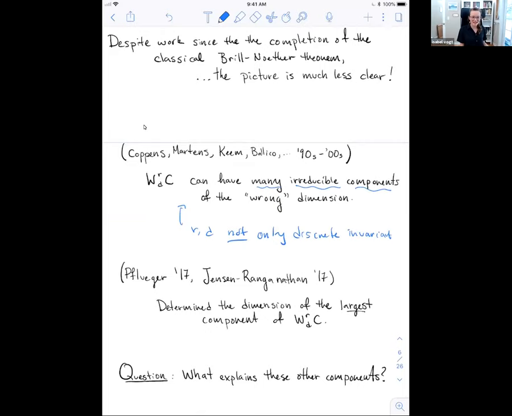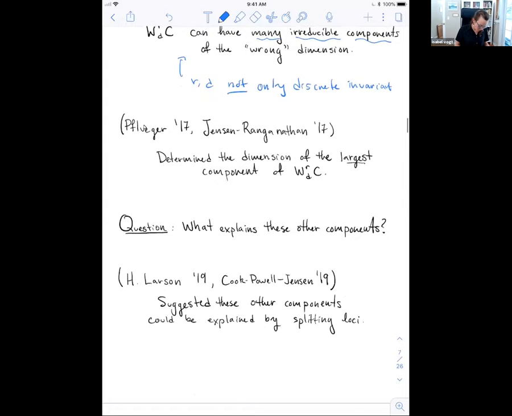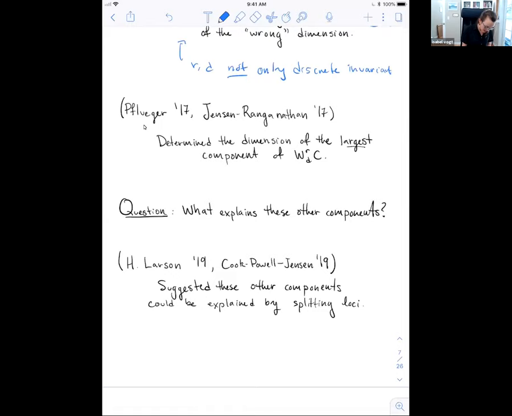So at the end of, or summer of, last year, independently, my collaborator Hannah Larson, and also Kaelin Cook-Powell and Dave Jensen, suggested that these other components could be explained by splitting loci. So that is, they demonstrated another discrete invariant besides R and D. So let me explain that.